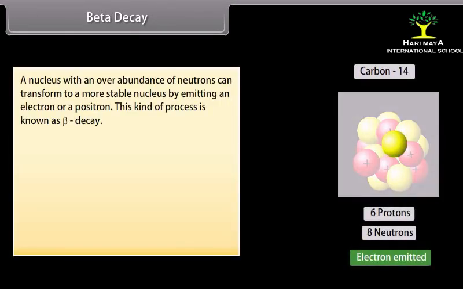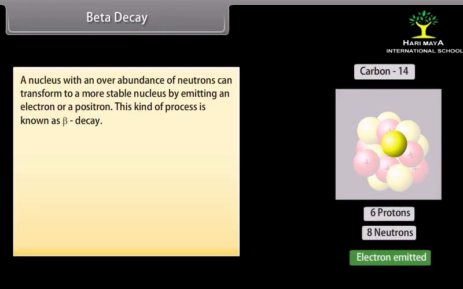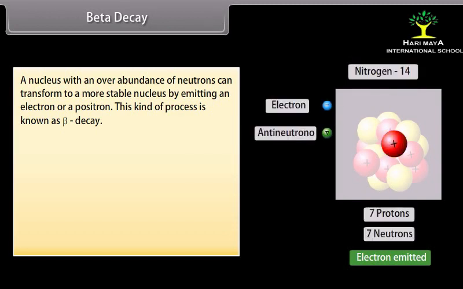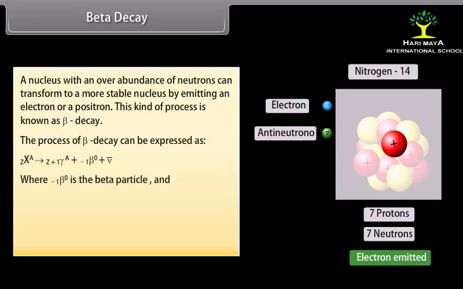Beta decay. A nucleus with an overabundance of neutrons can transform to a more stable nucleus by emitting an electron or a positron. This kind of process is known as beta decay. This process of beta decay can be expressed as follows, where β is the beta particle and ν̄ is the antineutrino.